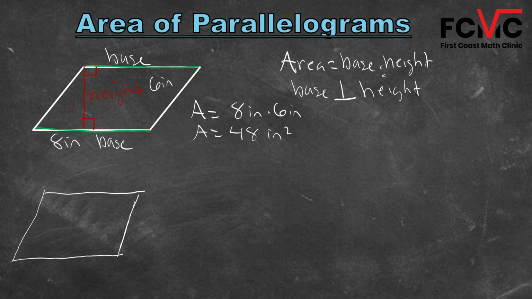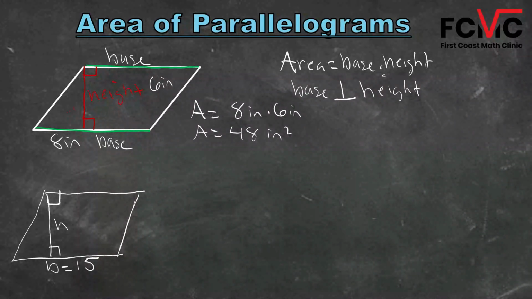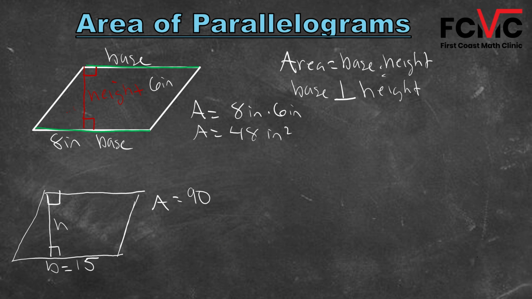So let's say this is our parallelogram for our second example. For this example, our base here is going to be 15. We'll draw in the height here, perpendicular to the two bases. That's going to be h, our height. And we know our area is going to be 90. So we want to find the height in this example. How do we find the height here?